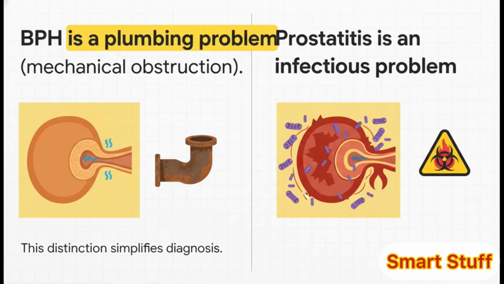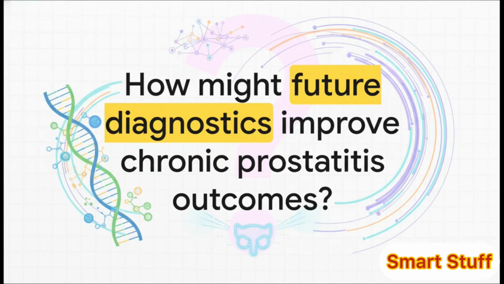So if you remember absolutely nothing else from this entire explainer, please remember this. BPH is a plumbing problem. It's a mechanical blockage. Prostatitis is an infectious problem. Keeping that simple framework in your head will make your life so much easier on the wards when you're building your differential. And I'll just leave you with a final question to think about.